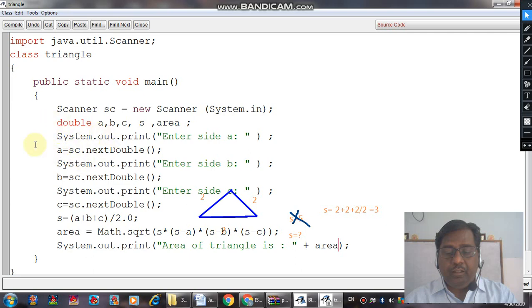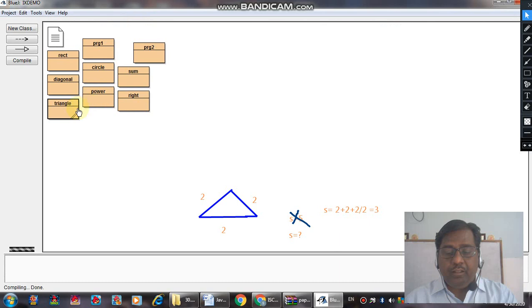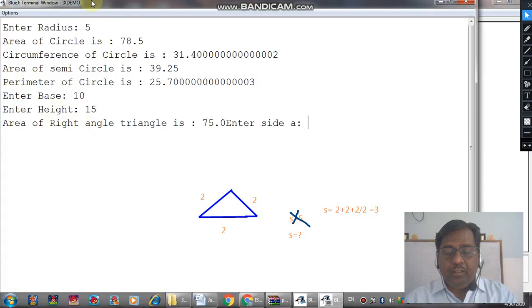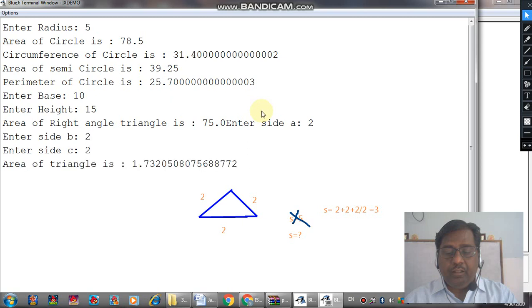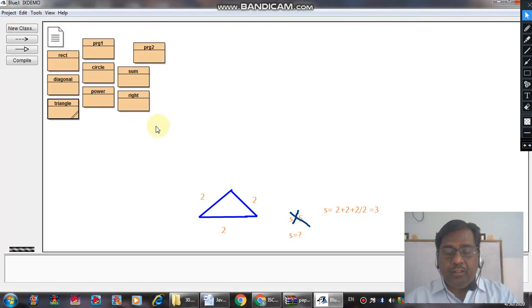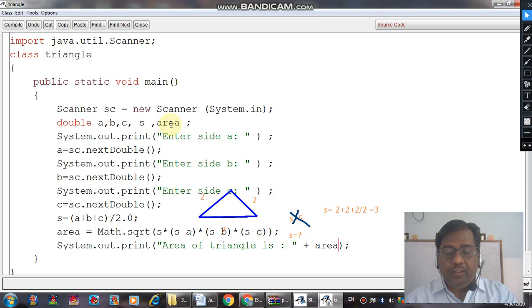When you are using it, you have to first compile the program. You will close it, then right click it and run it. It asks for the side, and we will enter side 2, side 2, and side 2. The area of the triangle is 1.732 and so on. This is the way in which we will be finding the solution. Look at the output and then once again look at the program.